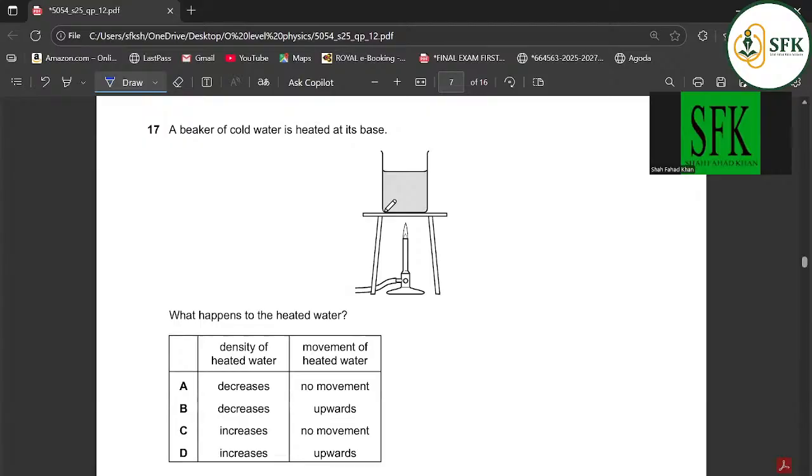17. A beaker of cold water is heated at its base. What happens to the heated water? Now, what happens to the density? What happens to the movement? So movement is upwards because you guys know that convection currents form, right? And the density would decrease. So option B makes the most sense. Density decreases because the volume expands, right? It expands, the volume slightly expands, and you know the density is mass over volume. Now, because the volume has increased, density decreases.